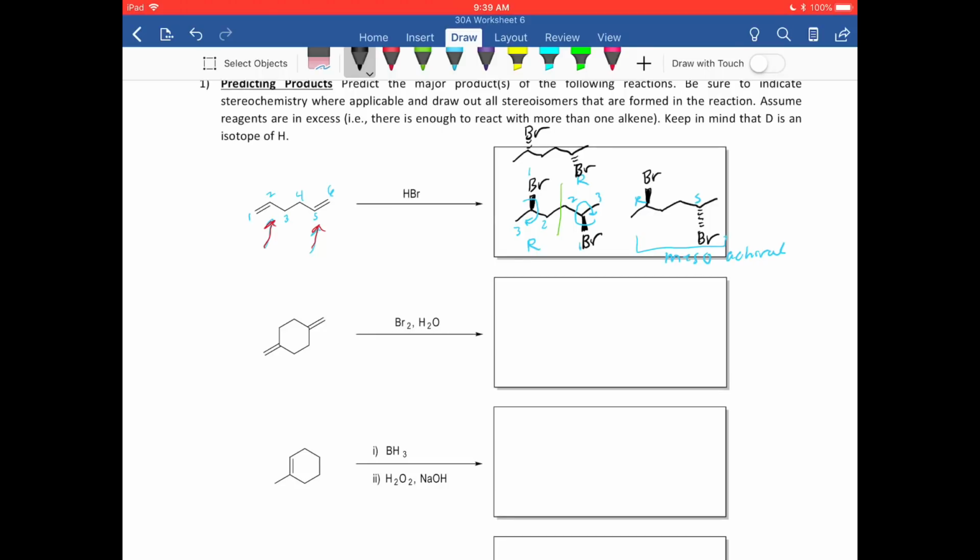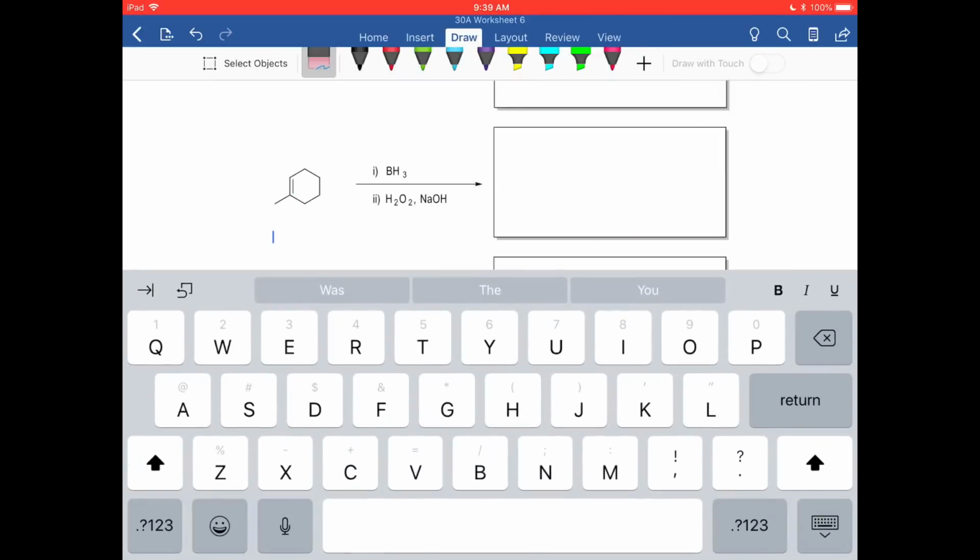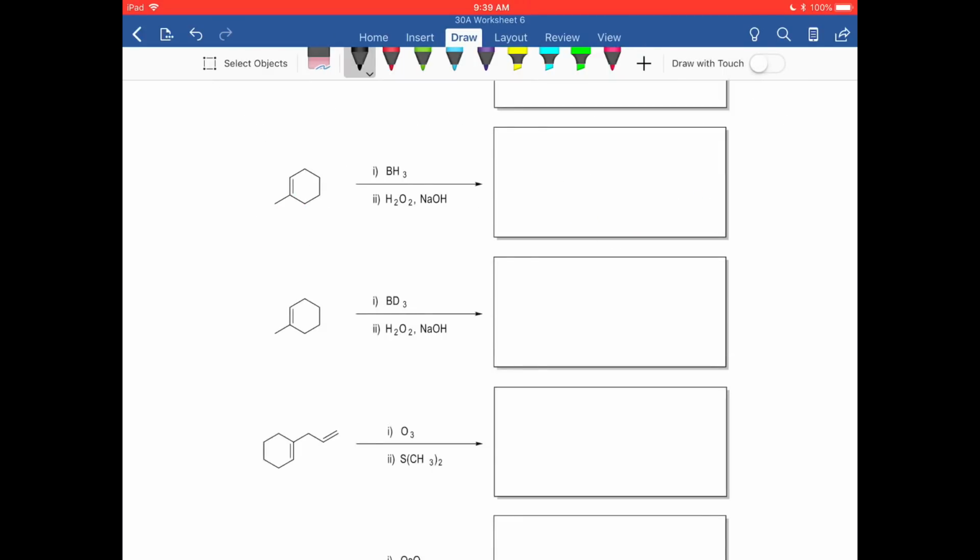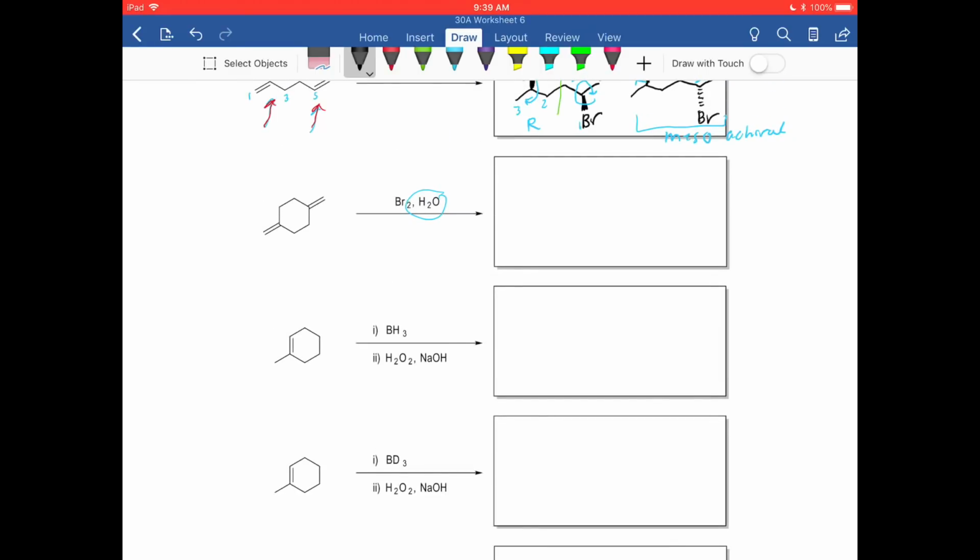Okay, so for the next one, we are adding bromine and water across the double bond. Here, remember, water being the nucleophile in this reaction is going to be the thing that goes to the more substituted position. So the OH is going to end up at this position, and the bromine is going to go here. And then same for this one: OH here, bromine is going to go here. So now what we want to do is first draw out the structure of that product.